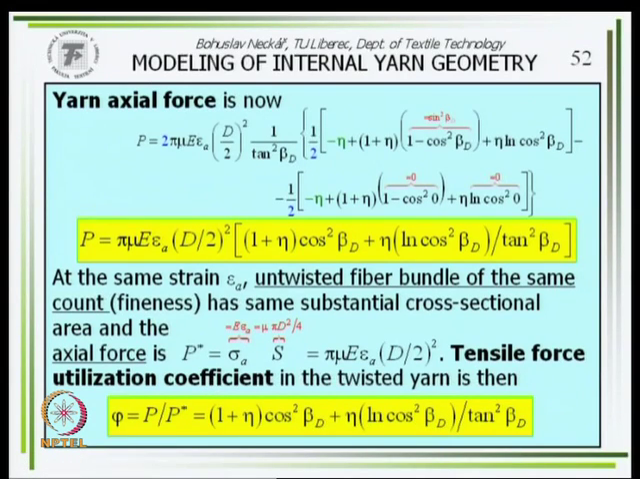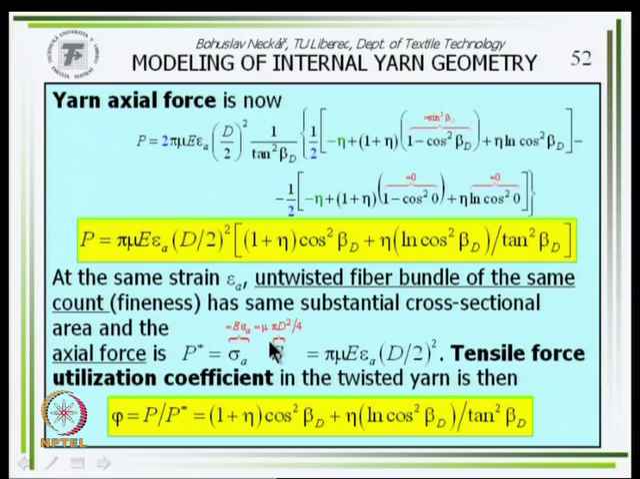In the other case, let's imagine another yarn without twist, a parallel fiber bundle or something so. Let's ask how is the force for the same strain in such a parallel fiber bundle, same count? Well, sigma A was E times epsilon A. Now, because the fibers are perpendicular to the cross section in a parallel fiber bundle, S is equal to pi D square by 4 times mu, isn't it? Using this, we obtain such an expression for force P star, the force in the same yarn, but without twist.